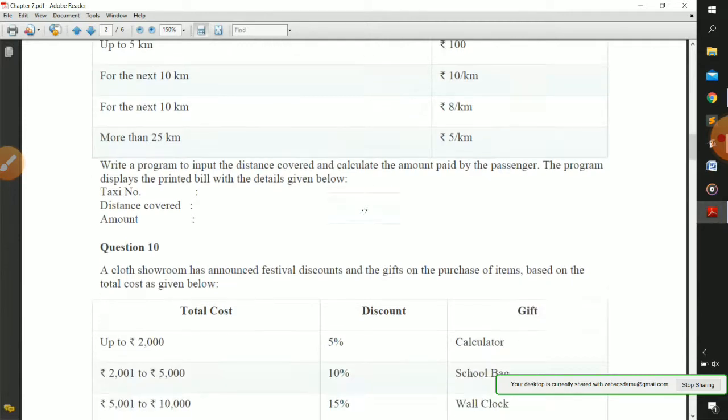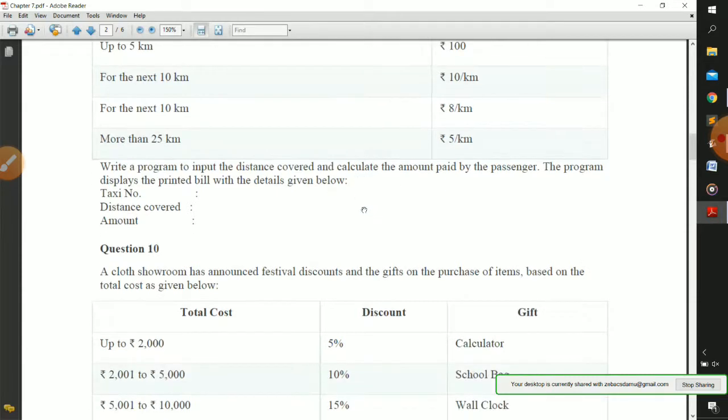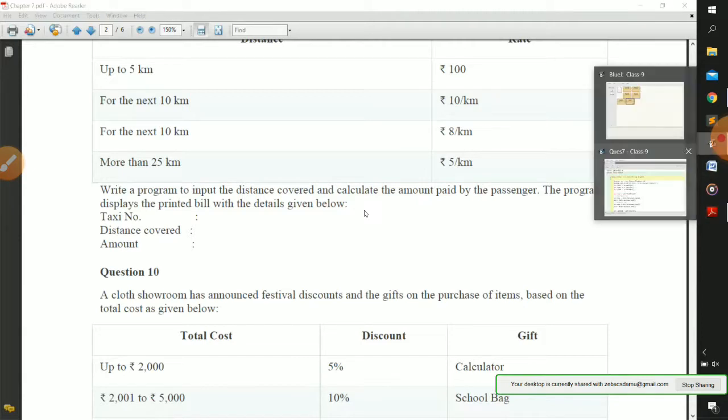Now, write a program to input the distance covered and calculate the amount paid by the customer. So you have to take only the distance covered as your input, and find out how much amount the passenger has to pay depending upon these rates. The program displays the printed bill with the details given below, that is taxi number, distance covered and amount. So in this format we are going to print the bill. But firstly we need to take the distance as input. Now let us try to write this code.